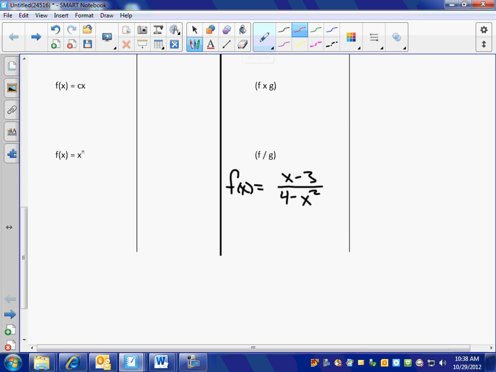The derivative is going to be, and again, this is f divided by g. We take the derivative of the top times the bottom left alone, minus the derivative of the bottom with the top left alone, and we divide it by the bottom left alone squared.